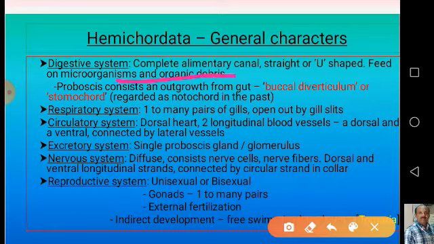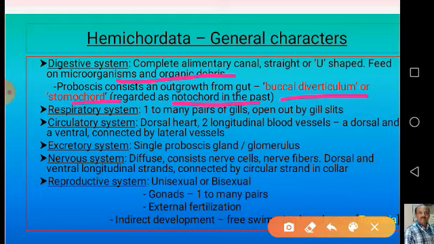Then most of the hemichordates feed on microorganisms and organic debris. The proboscis consists of an outgrowth from the gut, which is called a buccal diverticulum or stomochord. Because of this structure present in the proboscis, which was regarded as notochord in the past, Bateson in 1885 and other scientists placed Hemichordata in the phylum Chordata as a subphylum.